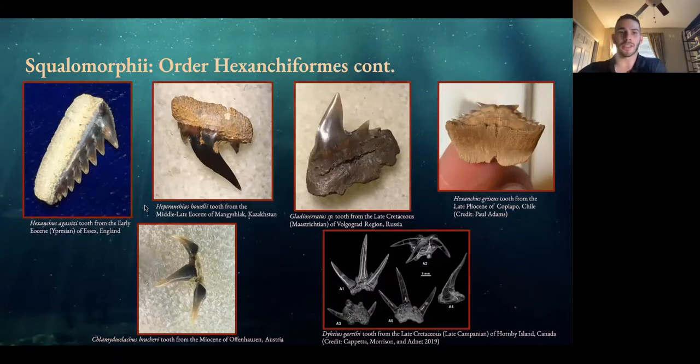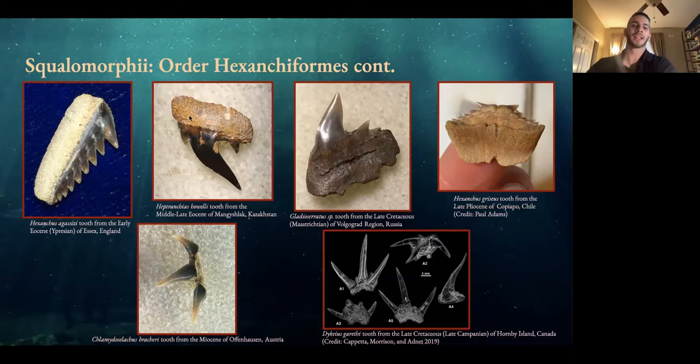So these teeth kind of have a cult following amongst collectors. The hexanchoids have a very distinct tooth design. This is a lower tooth of Hexanchus agassizii from the early Eocene of England. They have one primary cone, or an acrocone, and then you have these accessory cones that follow it, and they form a very saw-like shaped tooth. These are very labiolingually compressed, meaning flat teeth. However, the early Jurassic teeth were not so much.